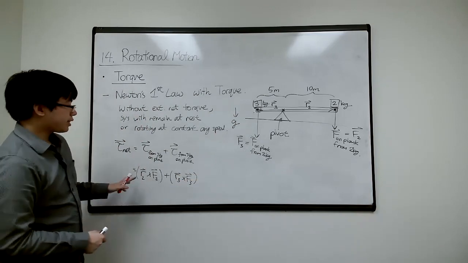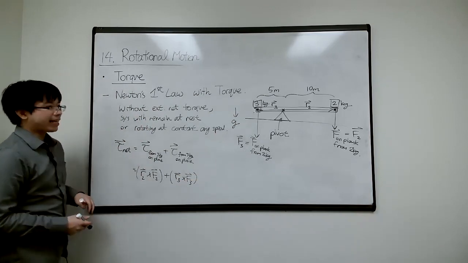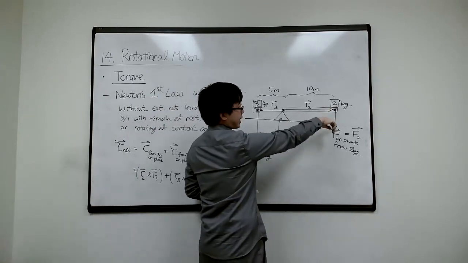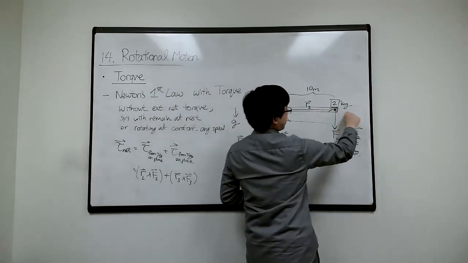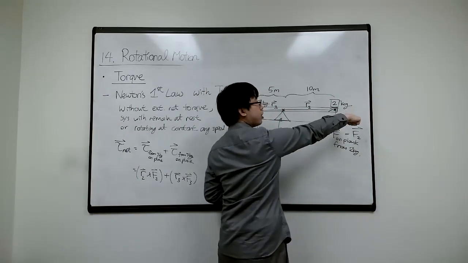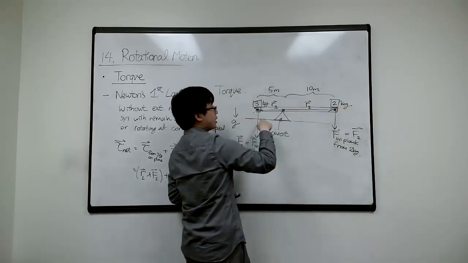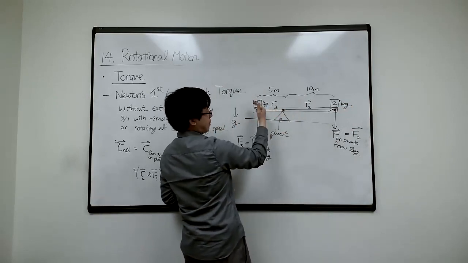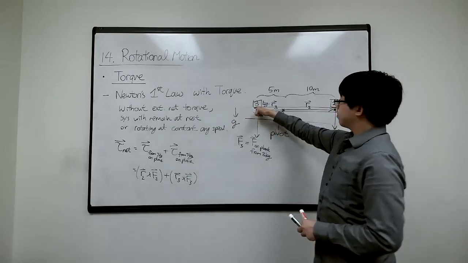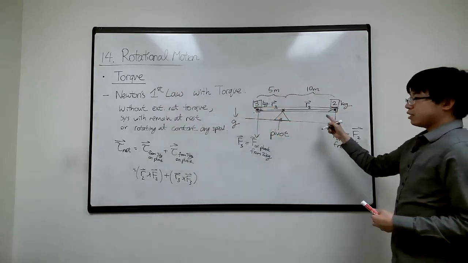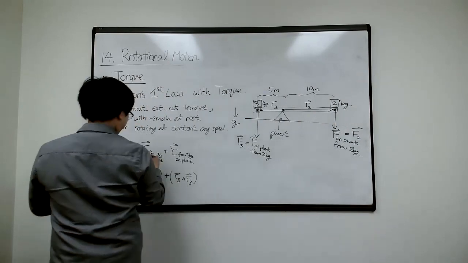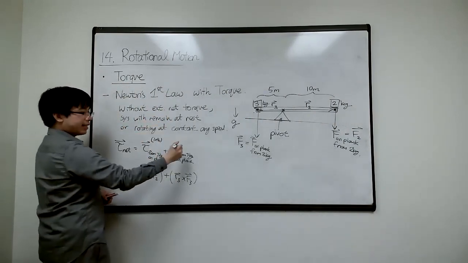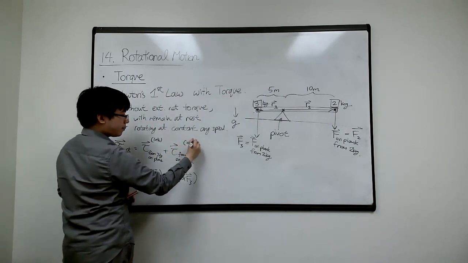Which one do you want to call positive and which one do you want to call negative? It depends. You see that this guy is rotating. If I move it to here, you see R2 is pointing this way, and R2 cross F2 is pointing into the board. But R3 cross F3, if you move things to compare the same point, is out of the board. So this will create a torque into the board, and this will create a torque out of the board.